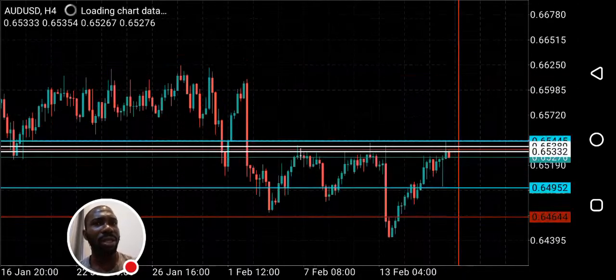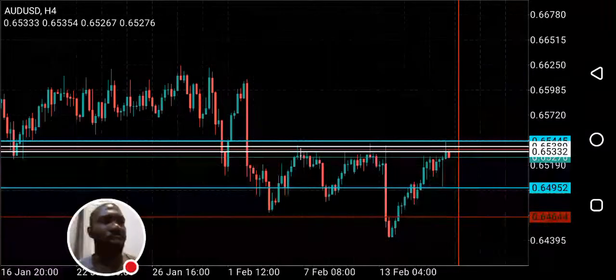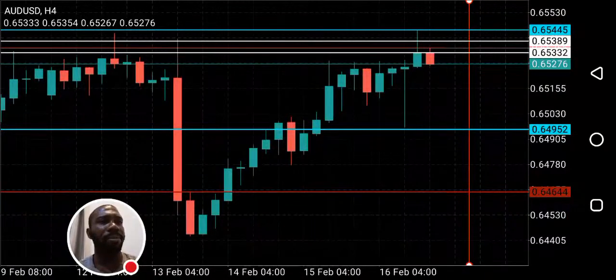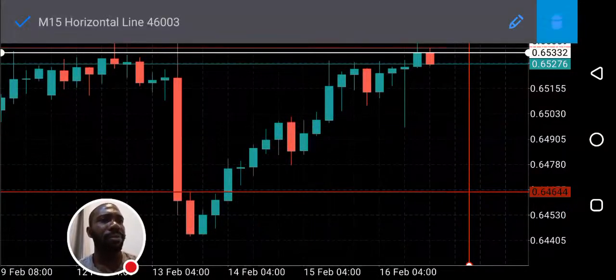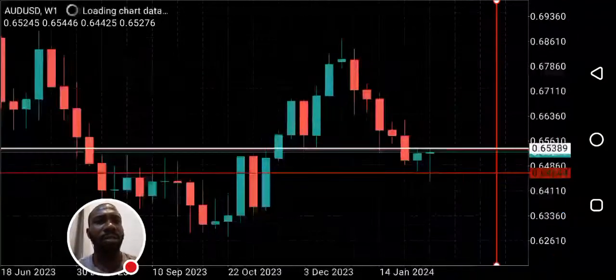Australian dollar USD. What are my expectations on Australian dollar USD? Let's start with the weekly time frame.